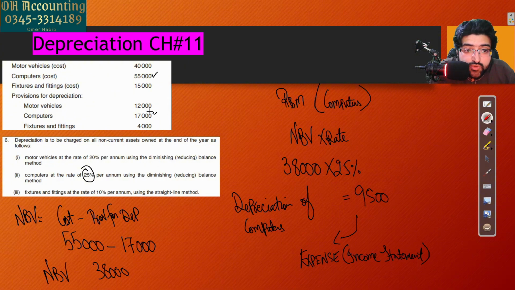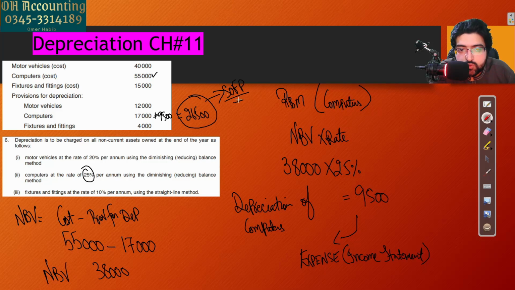and then also include current year's depreciation, which is 9,500, to the provisions given in the question. 17,000 plus 9,500 gives me 26,500. Okay, so I will record this in provisions because I need this new value for SOFP. You will get to know why. Let's move on to the third one.